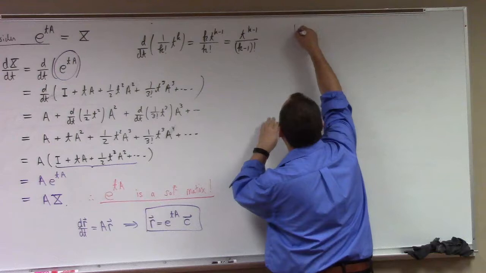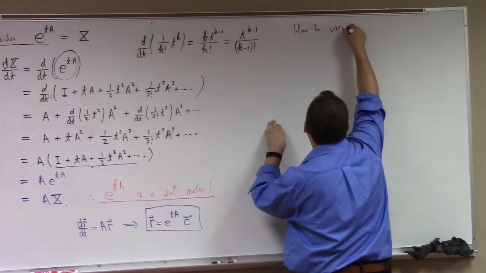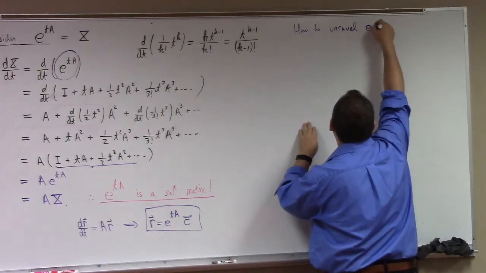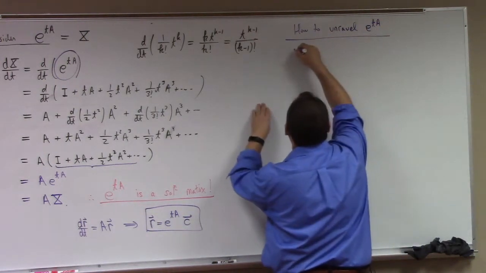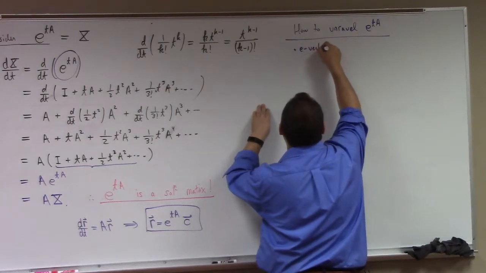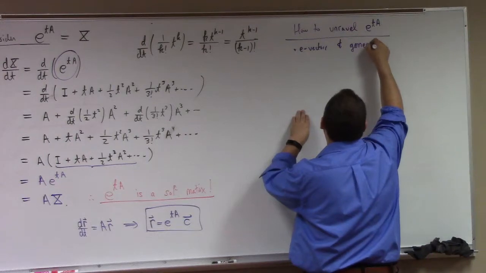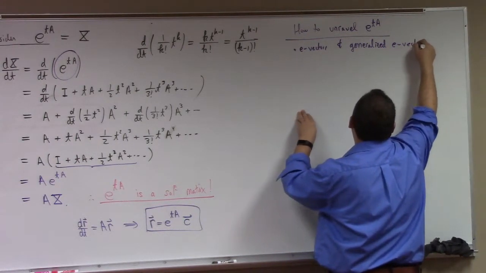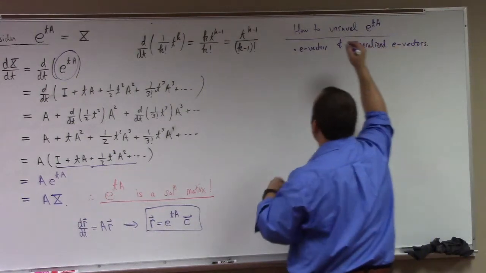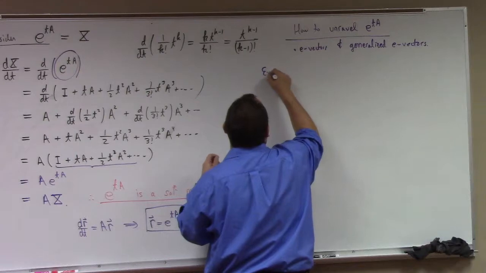So how to unravel e to the tA? The ultimate answer is eigenvectors and generalized eigenvectors. Let's start with eigenvectors, since we're already somewhat uncomfortable with those. So, that was a joke.